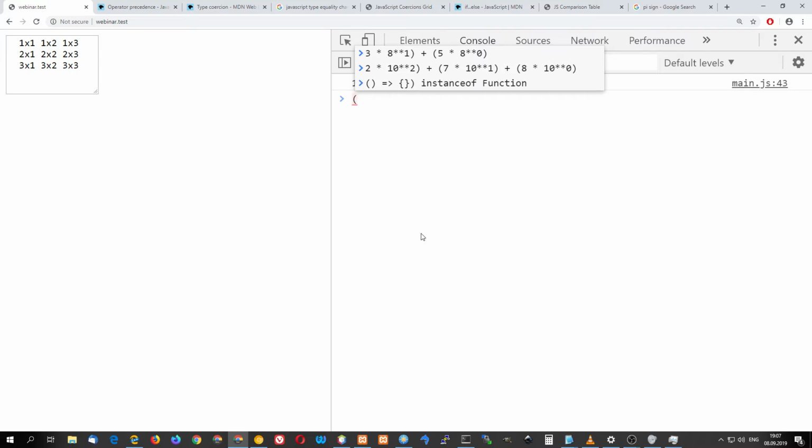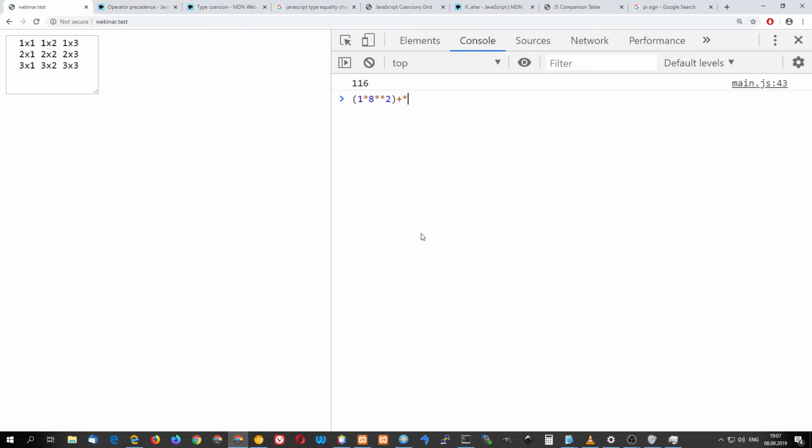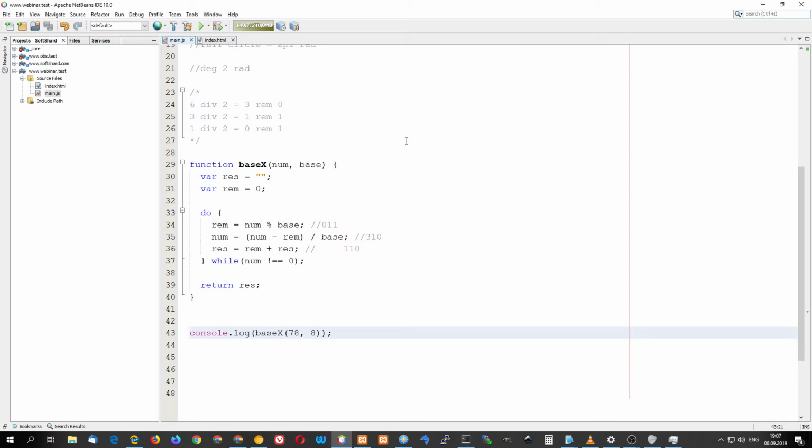78. 1 times 8 to the power of 2 plus 1 times 8 to the power of 1 plus 6 times 8 to the power of 0, 78. So you compute the powers from 0, 1, 2. So the highest power will be the length of the number minus 1. There are 3 digits. The highest power is going to be 3 minus 1, which is 2. Well, our function works.